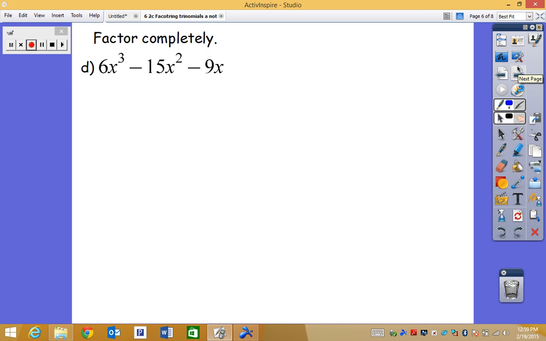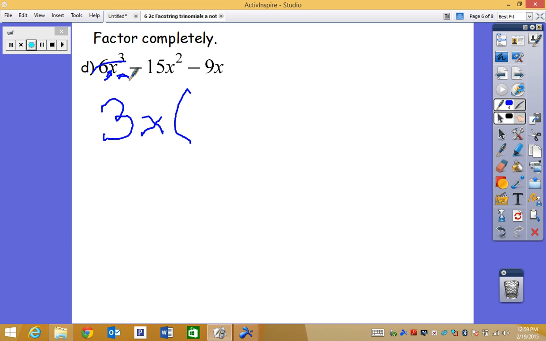I would recommend stopping this video, putting it on pause, and trying this one on your own. This one, we do have a greatest common factor, so we need to look through here and see what 6, 15, and 9 all have in common. They all have a 3 in common. And then x cubed, x squared, and x all have an x in common. So we need to start by taking out a 3x, which means I'm dividing everything by 3x.